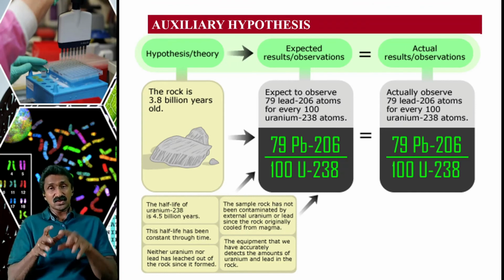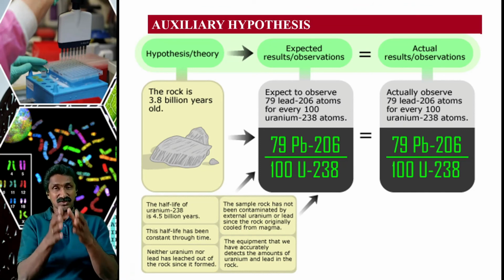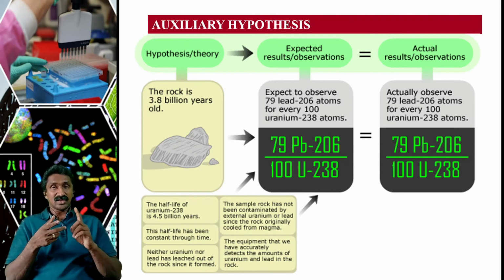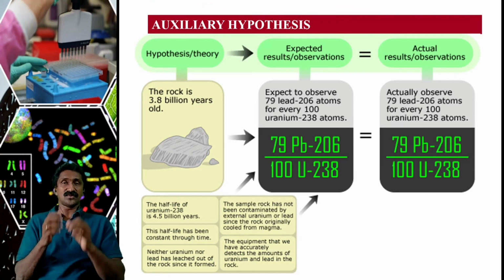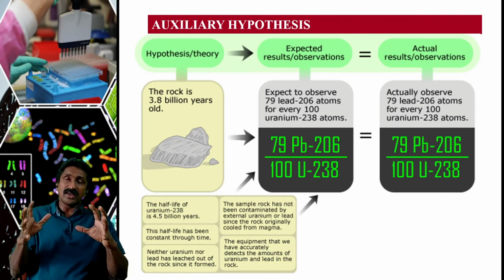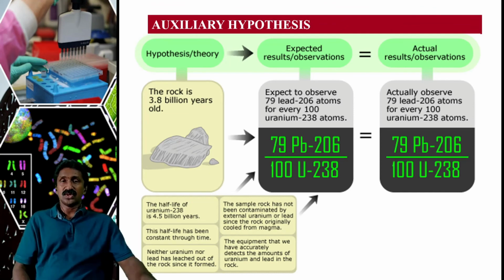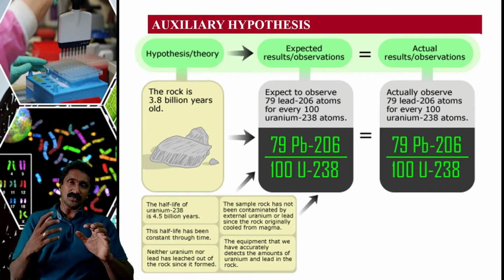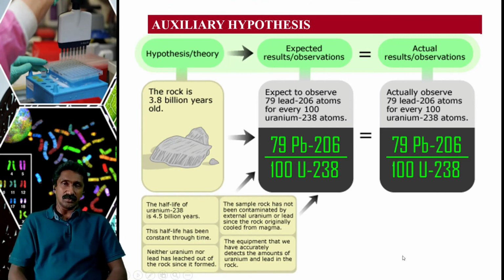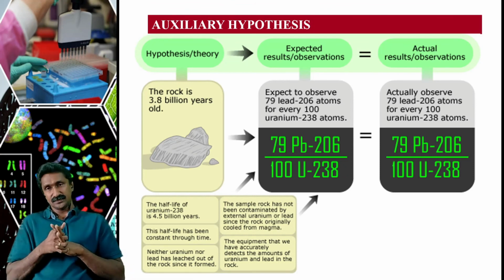And the sample rock has not been contaminated by external uranium or lead. So that possibility also should be blocked. And the equipment that we use should have optimal accuracy for detecting this. So all these additional parameters need to be applied in this context to reach this result. Otherwise, if any of these conditions fails, then the result will be different. Such hypotheses are known as auxiliary hypotheses, which place some restrictive conditions on the experimental design.